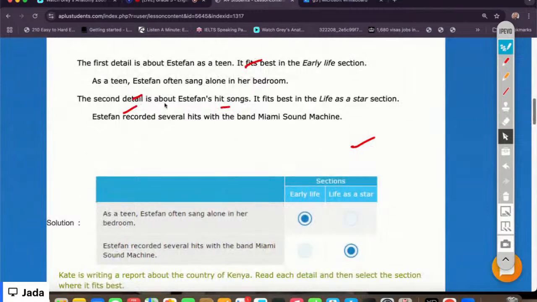All right, so we have this box here. The first detail is about Estefan. It fits best in the early life section: Estefan often sang alone in her bedroom. Now, the second detail is about Estefan's hit song. It fits best in the life as a star section: Estefan recorded several hits with the band Miami Sound Machine.